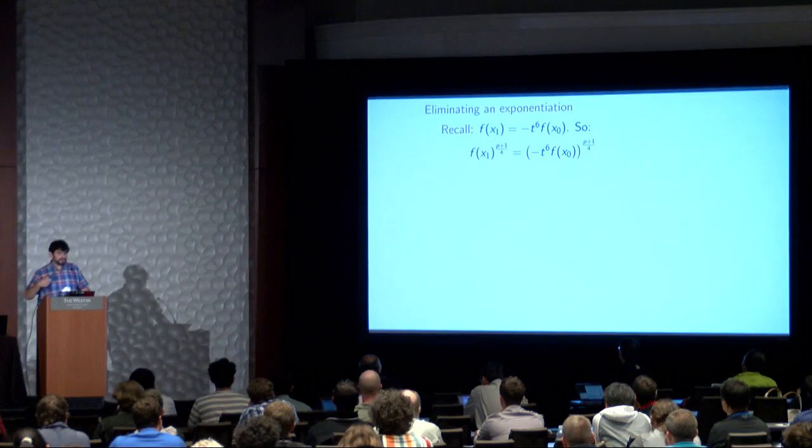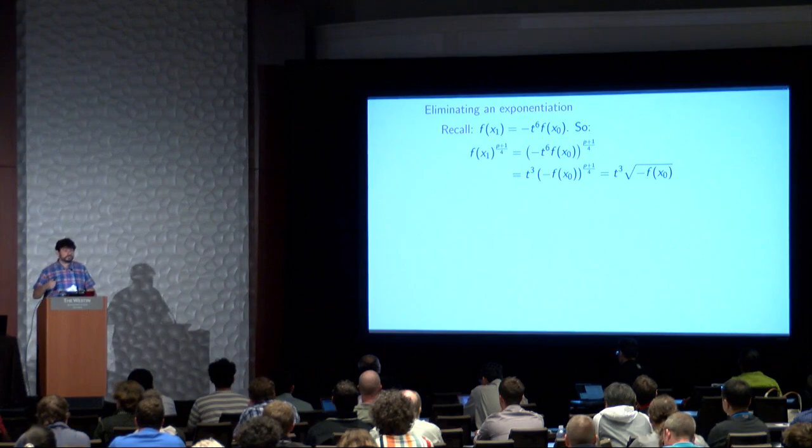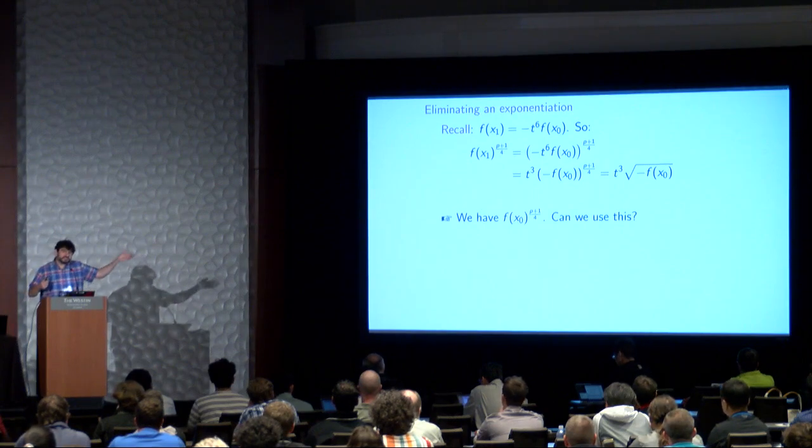So we're going to go back to the definition of the map and rewrite f of x1 in terms of t and f of x0. And similarly, we can rewrite the expensive piece that we're going to try and get rid of. And when we do that, what we find is this expensive piece is just equal to t cubed times the square root of negative f of x0. So that's very close to what we computed already, right? We tried to compute a square root of f of x0. So let's see what happened with that.